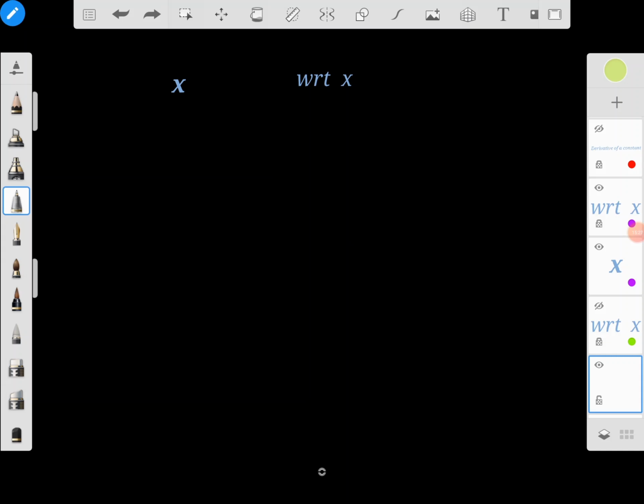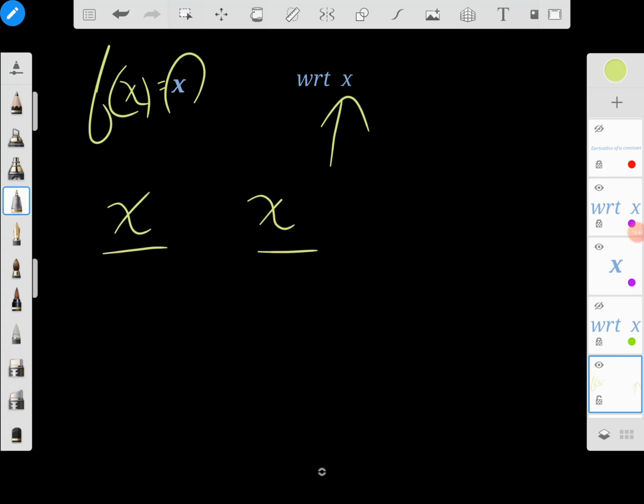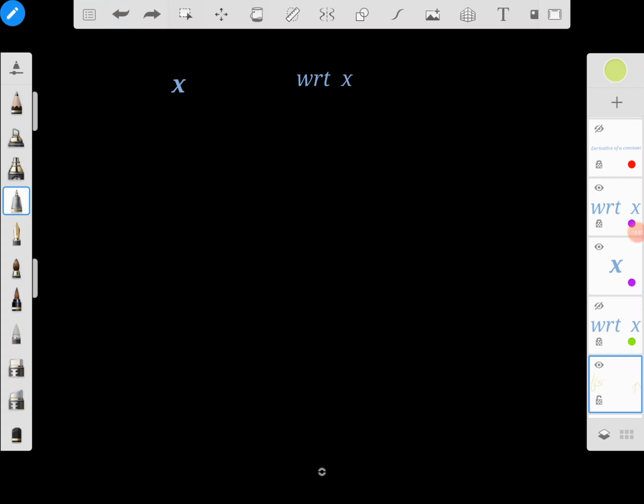So that means x is the input, because I'm supposed to find it with respect to x, and I see that my f of x is equal to x. So this is my output. When I give x as the input, I get x as the output. So what am I supposed to do in this case? Let's see.